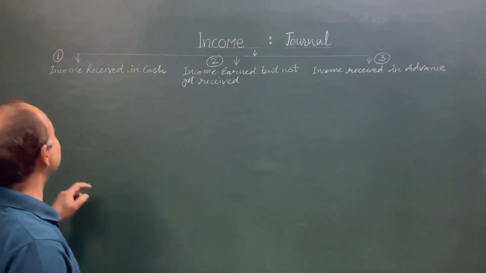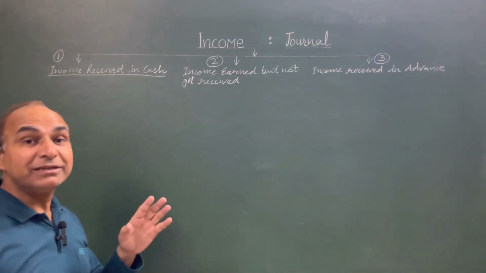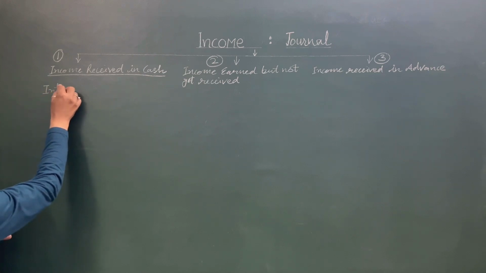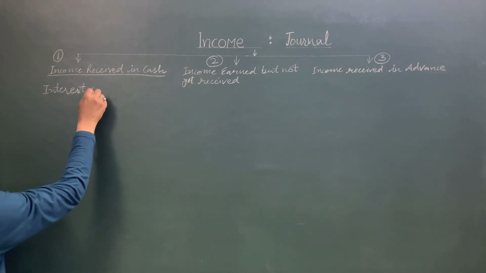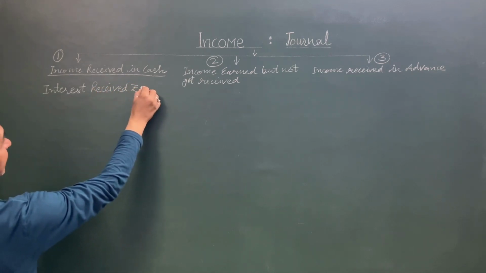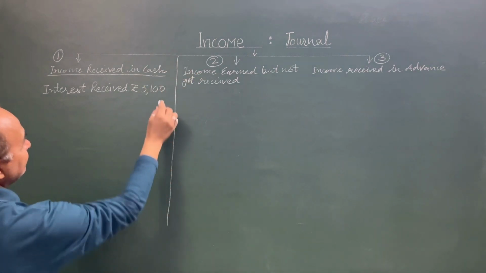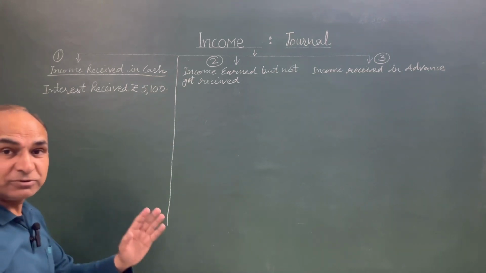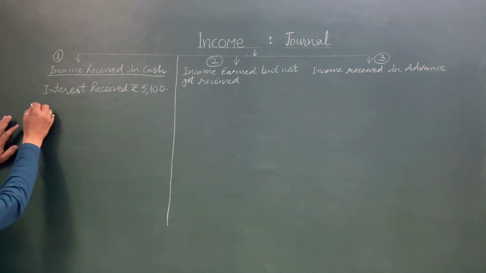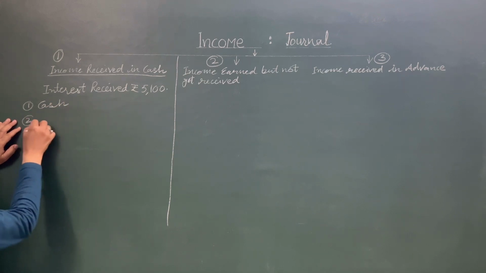So the first case is income received in cash. See this, students. Income is a nominal account, you must understand. For example, income, that is interest. Interest is our income. Interest received in cash, rupees 5,100. See, this is the case. So there are two accounts, because in every financial transaction there are two accounts. So in this case, the first account is cash and second is interest.